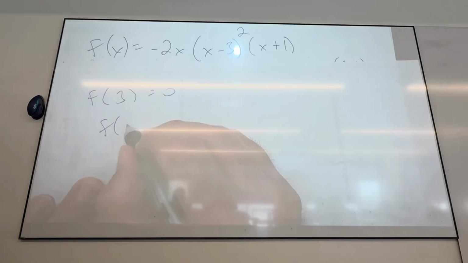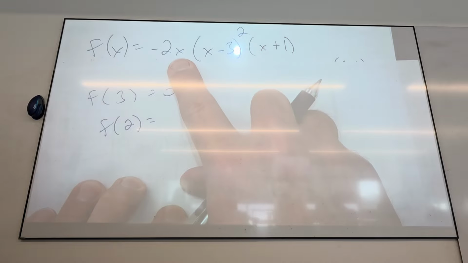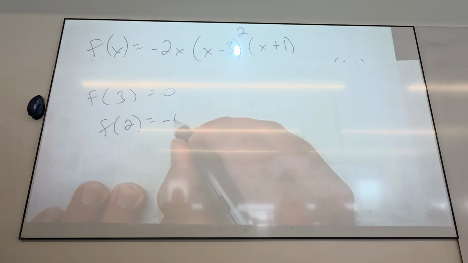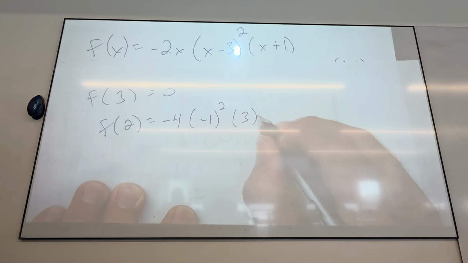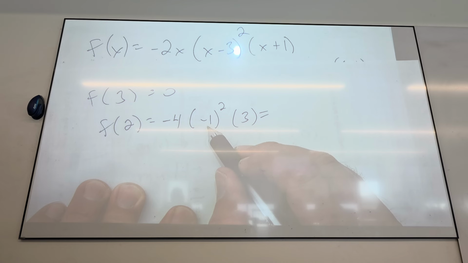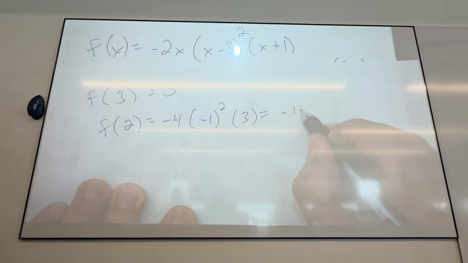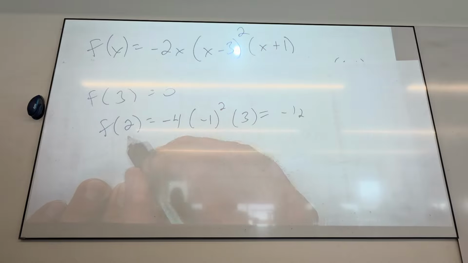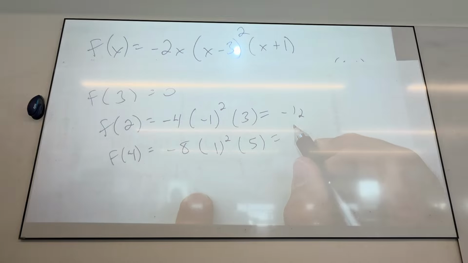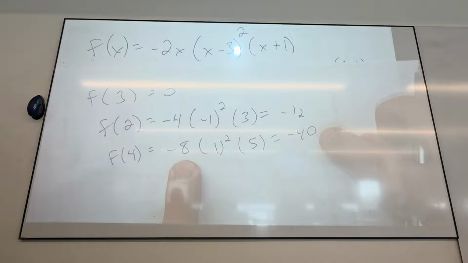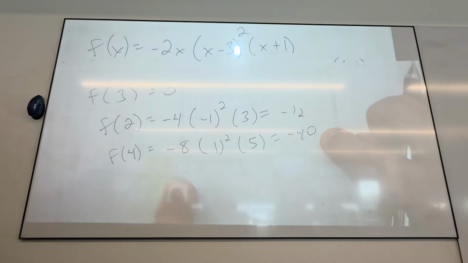What is f of 2? Just go with me for a second. That would be negative 4 times negative 1 squared times 3, yes? Negative 1 squared is 1, times 3 is 3, times negative 4 is negative 12. Is that cool? What is f of 4? Negative 8 times 1 squared times 5. That would be negative 40. Is that cool? Did the sign change on either side of 3? Did the sign change? No. So that's why it turns.